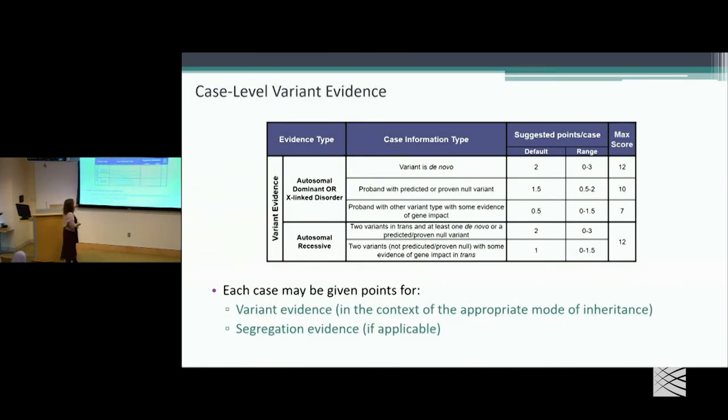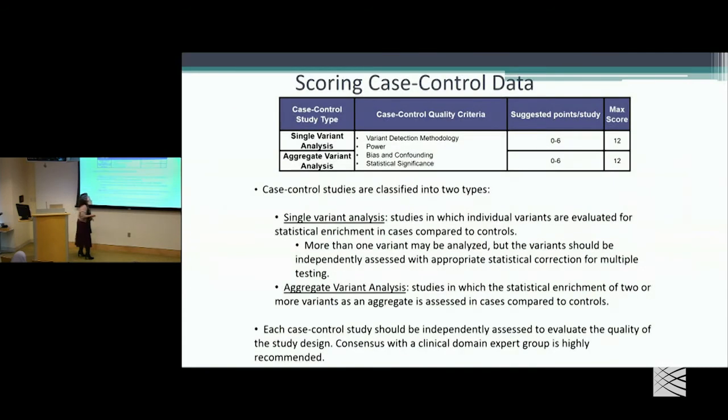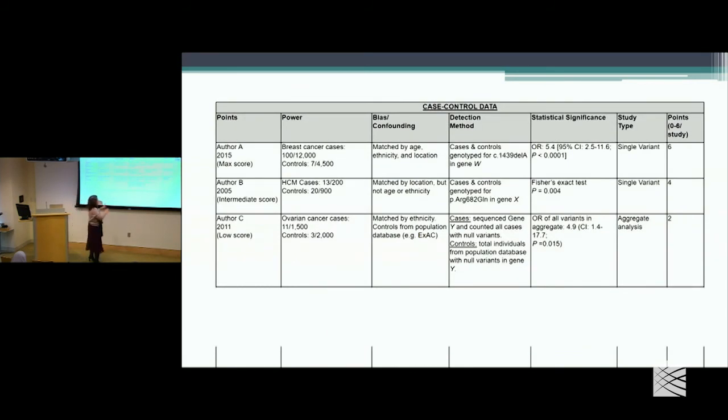I think I kind of already went over this, the variant evidence and segregation evidence. I guess I could have done the larger screen version. Okay, so I did it all in one slide. Forgot there were details in there.